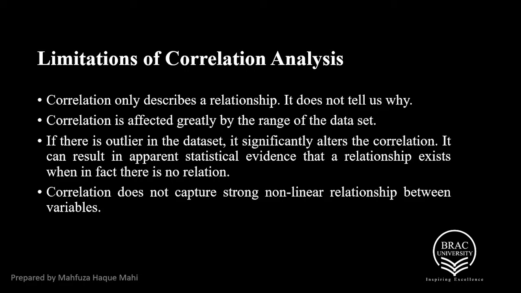Although correlation is a powerful tool, there are some limitations in using it. Correlation only describes a relationship, it does not tell us why. That means correlation does not imply causation. Correlation is affected greatly by the range of the dataset. If there is outlier in the dataset, it significantly alters the correlation. It can result in apparent statistical evidence that a relationship exists when in fact there is no relation. Correlation does not capture strong nonlinear relationship between variables.